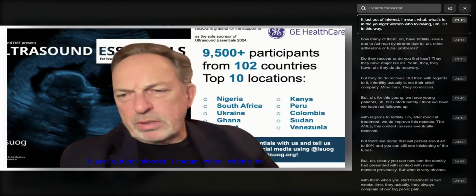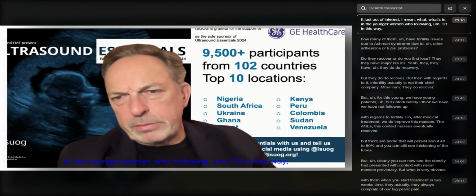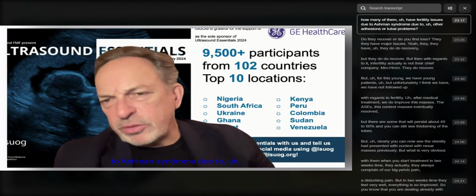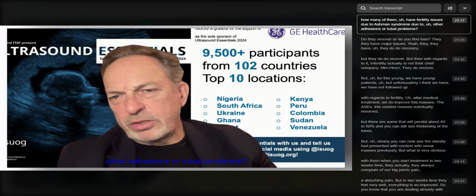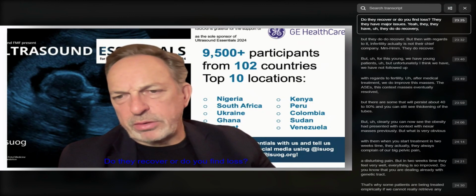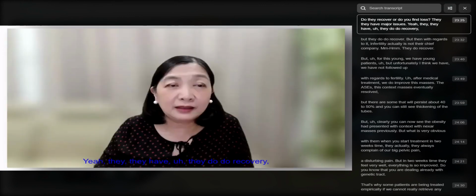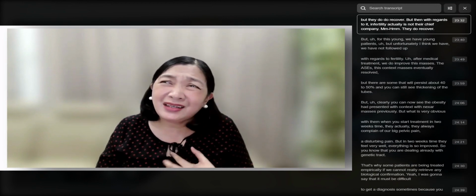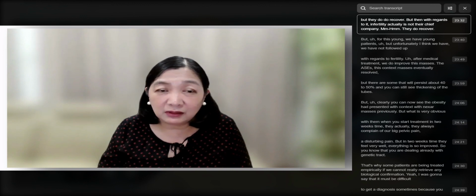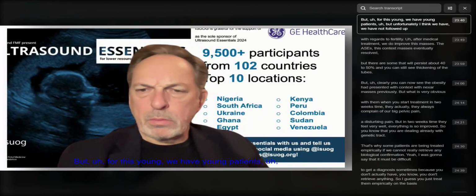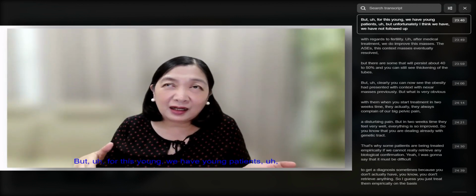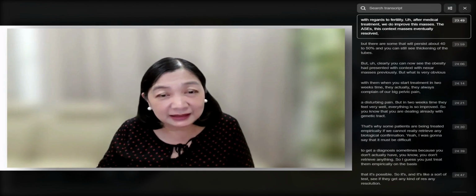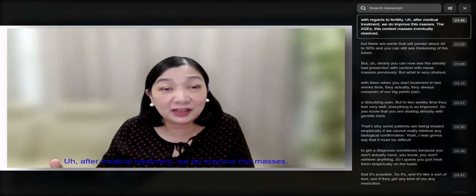Just out of interest, in younger women who have TB in this way, how many of them have fertility issues due to Asherman syndrome, other adhesions or tubal problems? Do they recover, or do you find a lot have major issues? Yes, they do recover. But infertility actually is not their chief complaint. We have young patients, but unfortunately I think we have not followed up with regards to fertility. After medical treatment, they do improve.